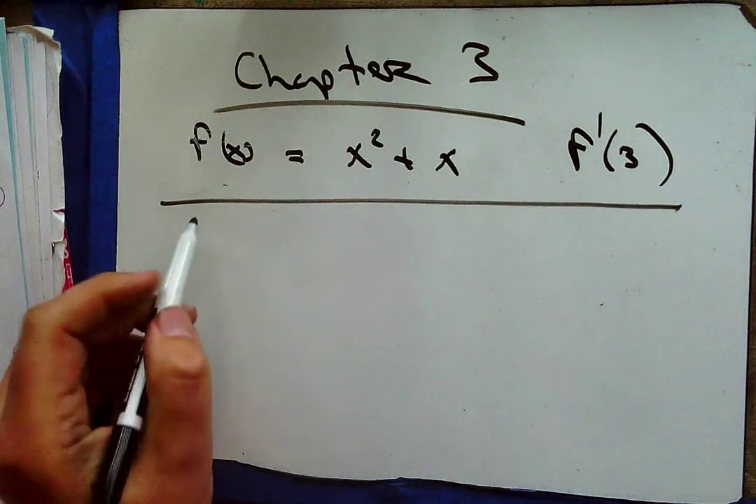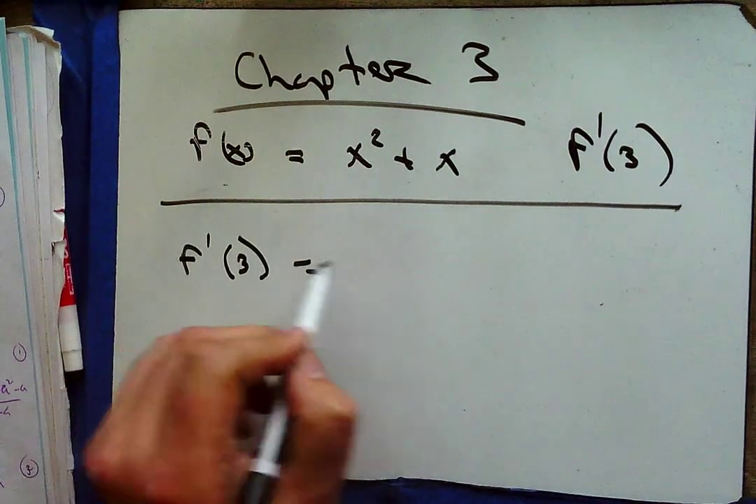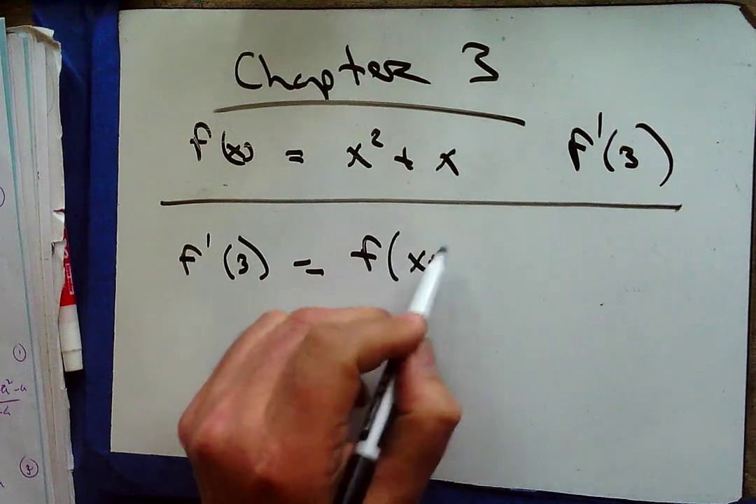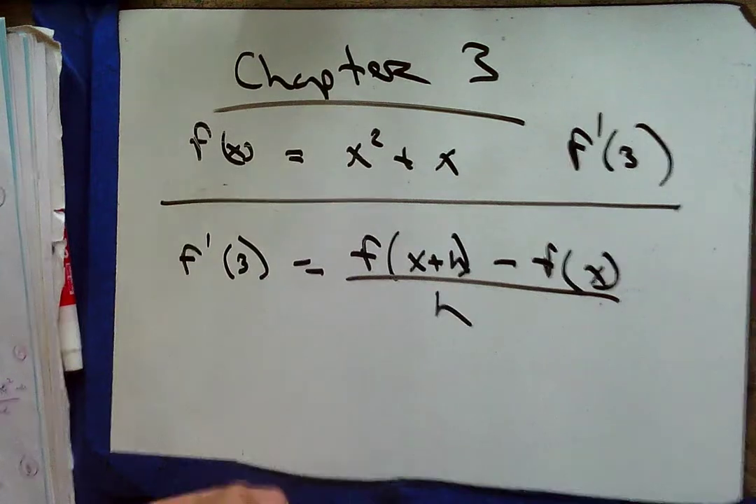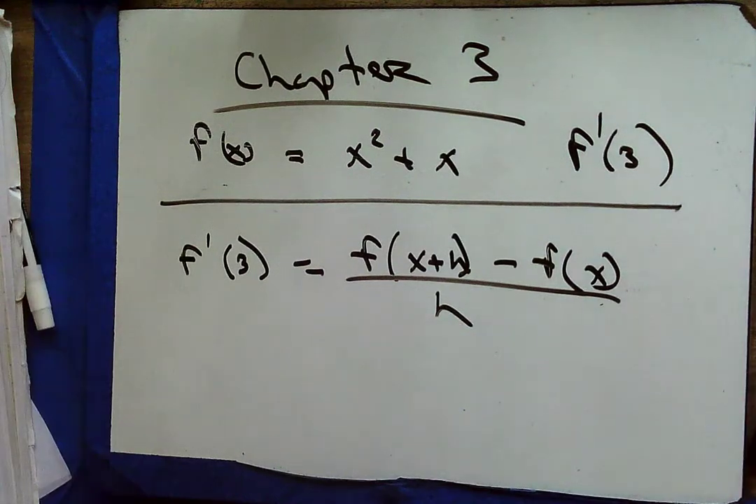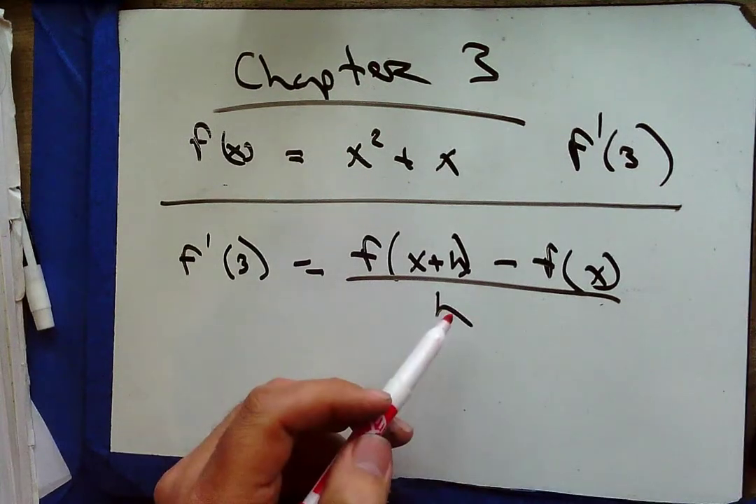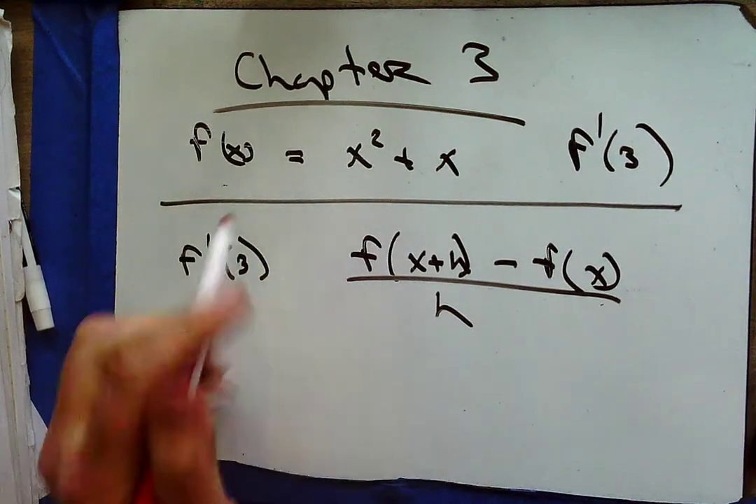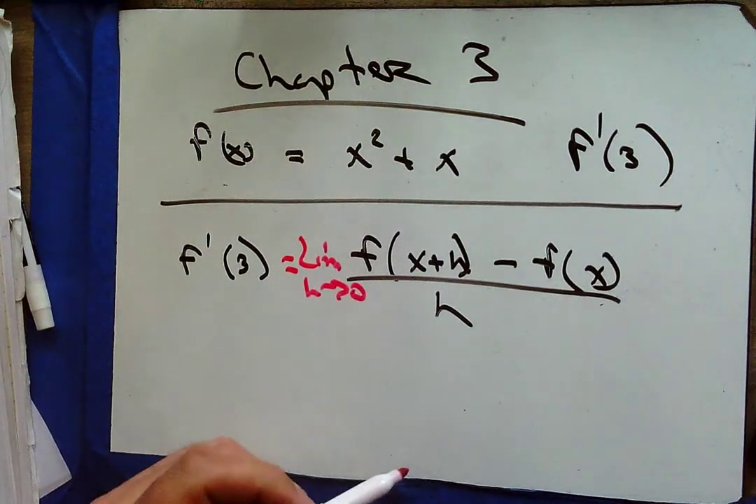So here's the first one. This student says f prime of 3 equals f of x plus h minus f of x all over h. What's wrong with that? Is that f prime of 3? Well, no. This is the average rate of change. It's not even the instantaneous rate of change. If we wanted instantaneous rate of change, we'd need a limit as h heads to 0 here.